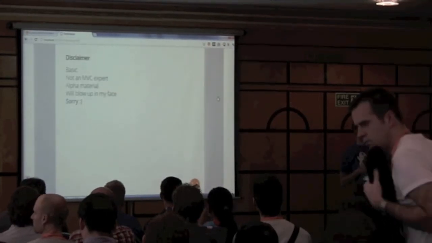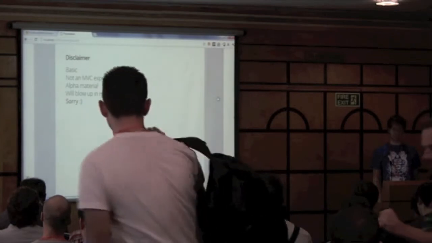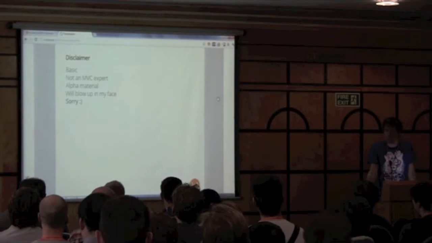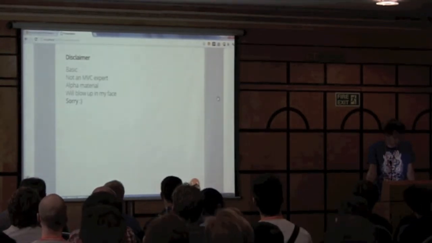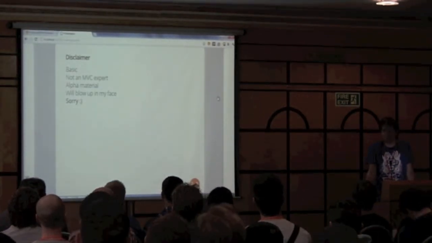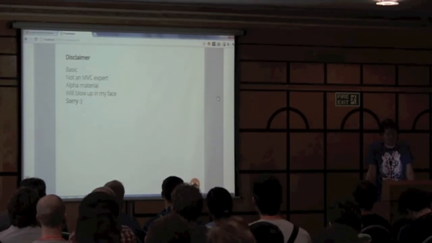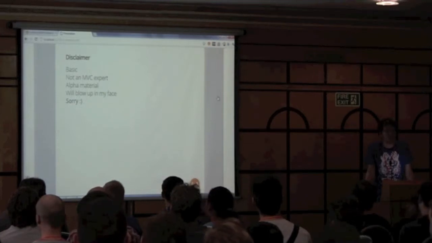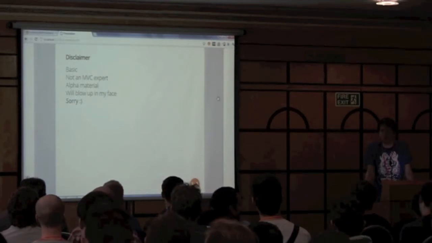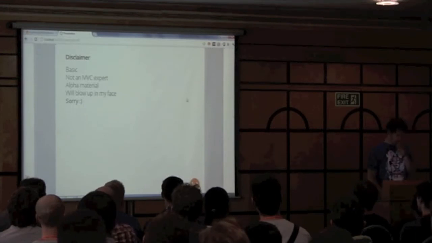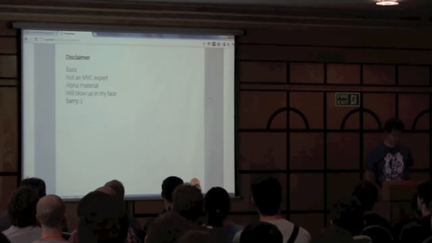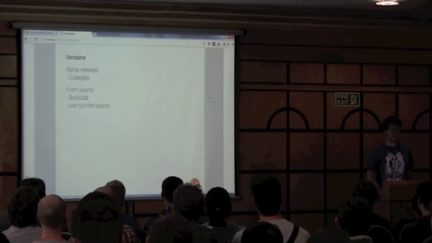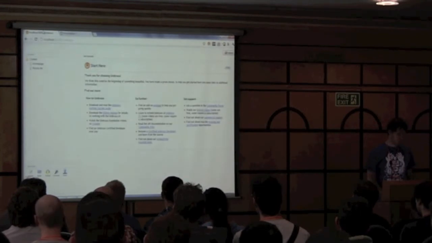A bit of a disclaimer: this is going to be a basic session, so not very technical. I'm not an MVC expert yet, I'm working on it. This is all alpha material and it will probably blow up in my face, like it did 2 weeks ago. Is there anybody here who saw my presentation 2 weeks ago? Okay, that's good, because it's going to be completely the same, but then working. Sorry in advance if something doesn't work. Not my fault, just the Umbraco team, making them do crap demos.